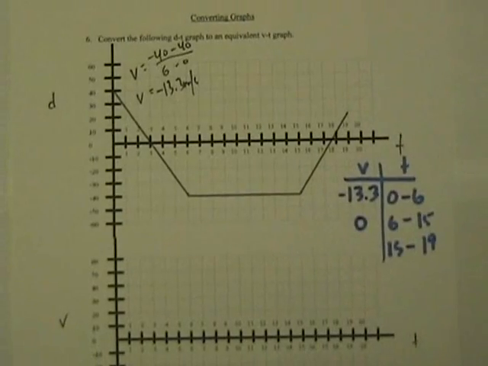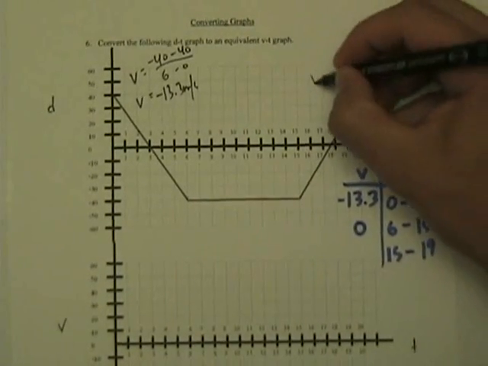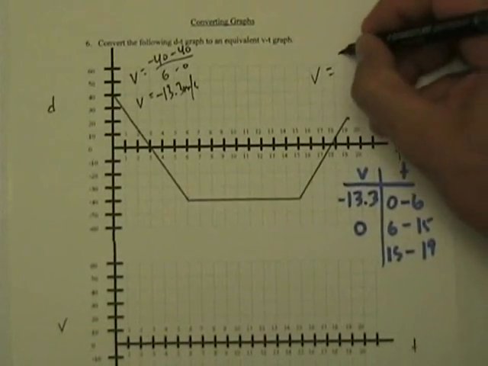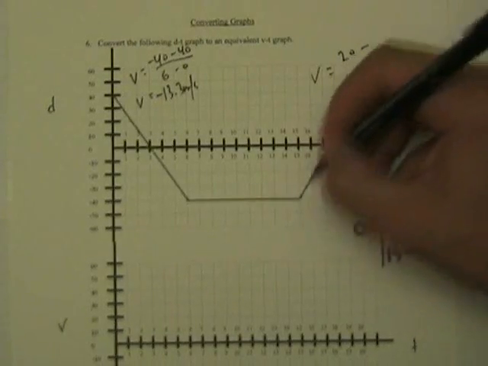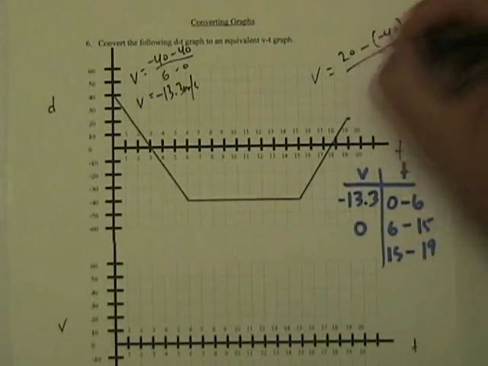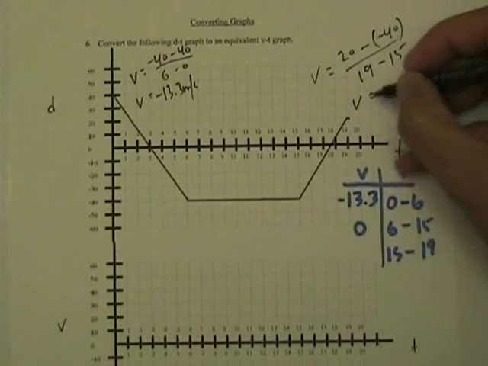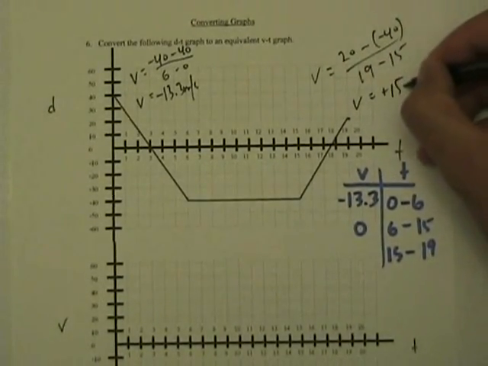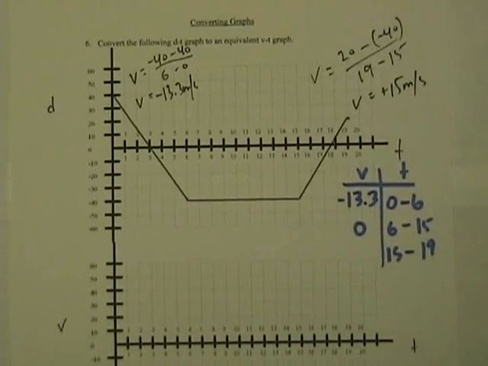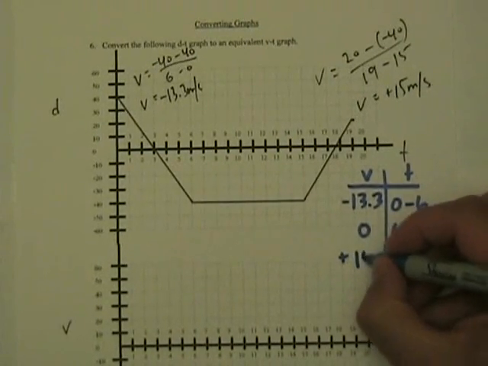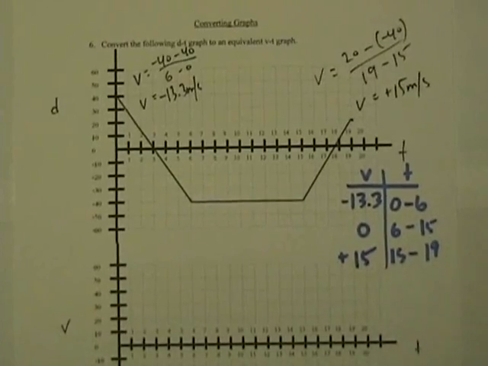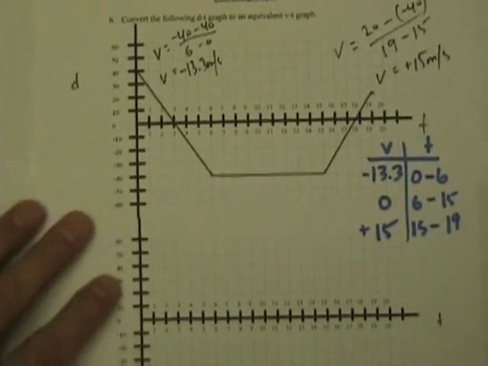And this one is going to be D2, which is 20, minus D1, which is minus 40. T2 is 19, T1 is 15, so you're going to end up getting positive 15 meters per second. For that, I'm going to plug that in, positive 15. There. Okay, that was the hard part.